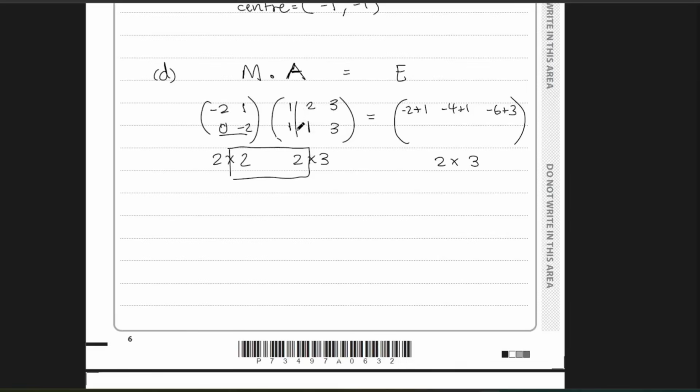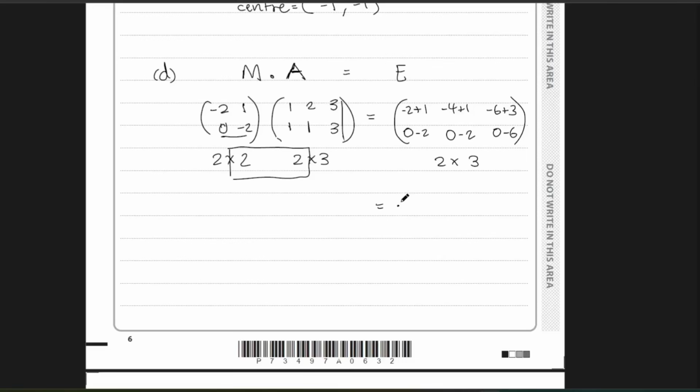Second row, first column. So 0 times 1 is 0. -2 times 1 is -2. The next position, 0 times 2 is 0. -2 times 1 is -2. In the last position, second row, third column, 0 times 3 is 0. -2 times 3 is -6.